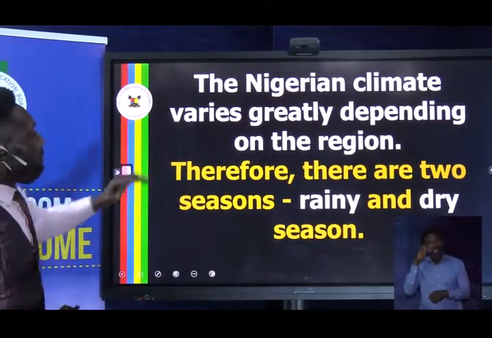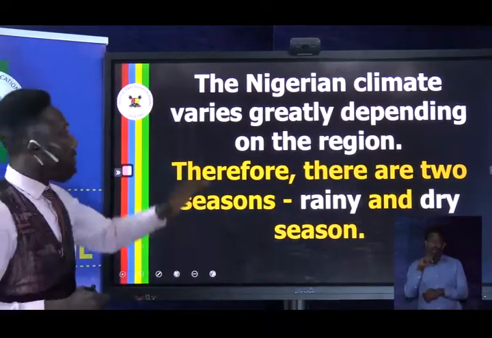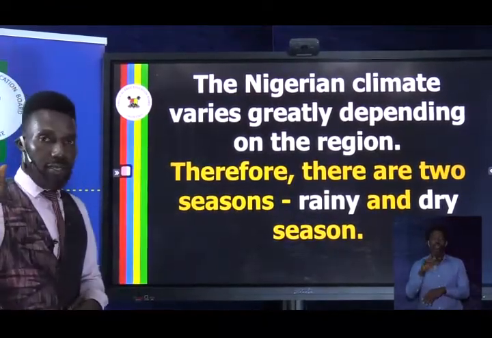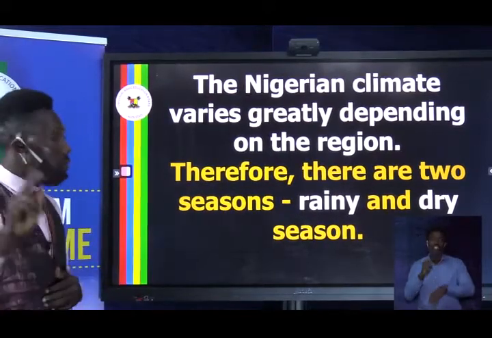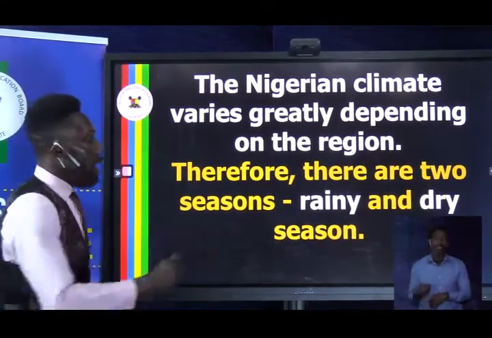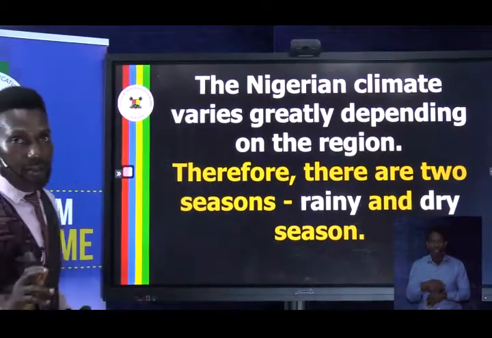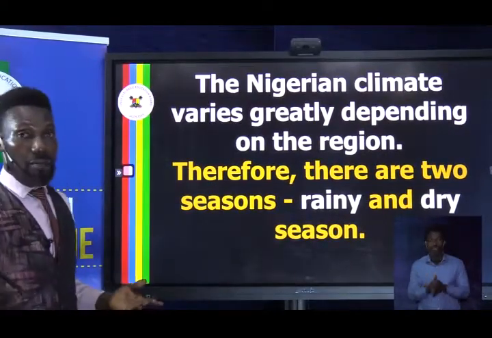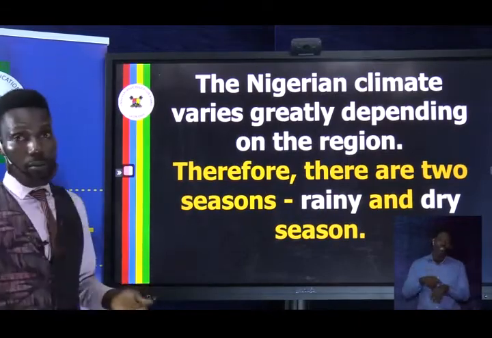The Nigerian climate varies greatly depending on the region. Therefore, there are two seasons. How many seasons? We have two seasons. That's the rainy season and the dry season. Now, let me ask you, what season are we now?